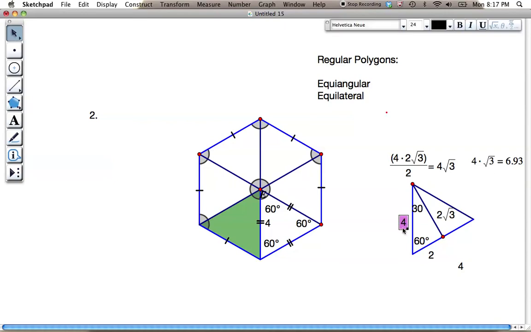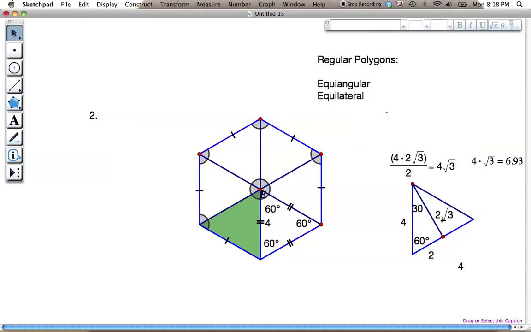We have that this side is 4, and we know for a 30, 60, 90 triangle that the shortest side is going to be half of the hypotenuse, so this is 2, which makes sense. And we also know that the second longest side is going to be the shortest side times radical 3. So that makes this side 2 radical 3.